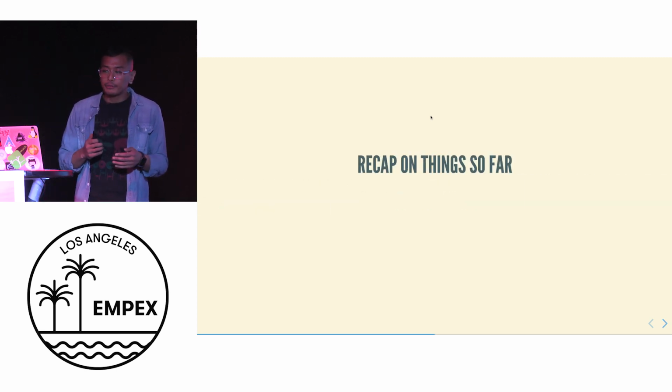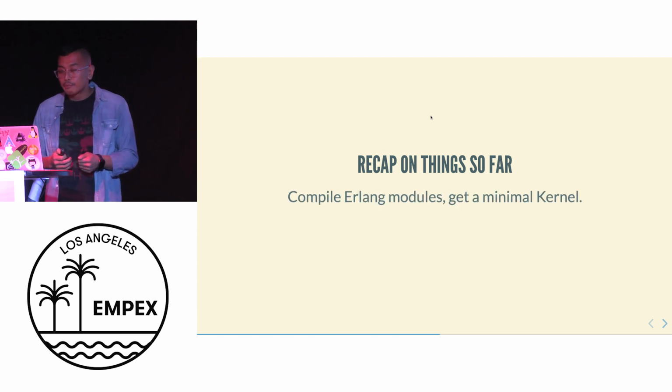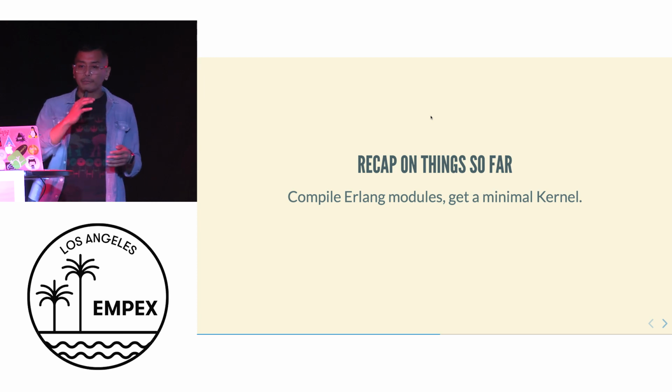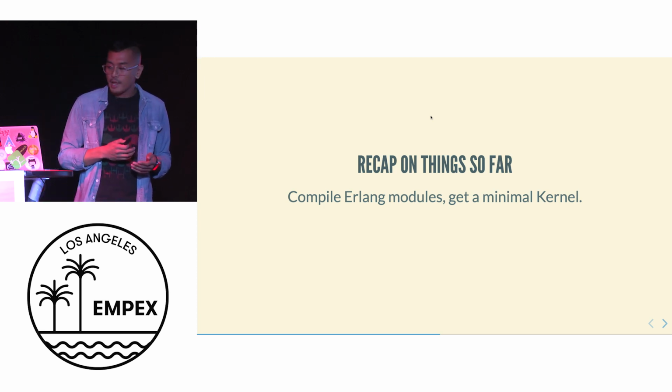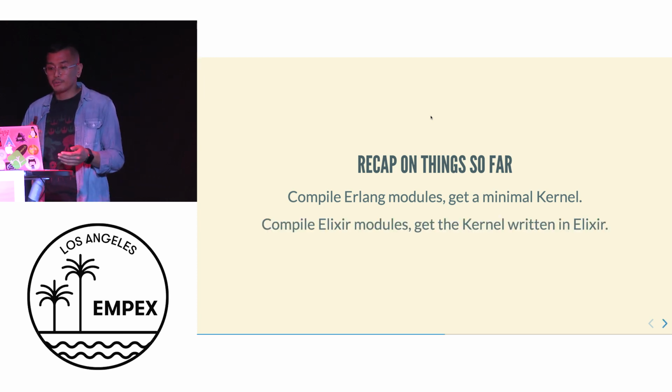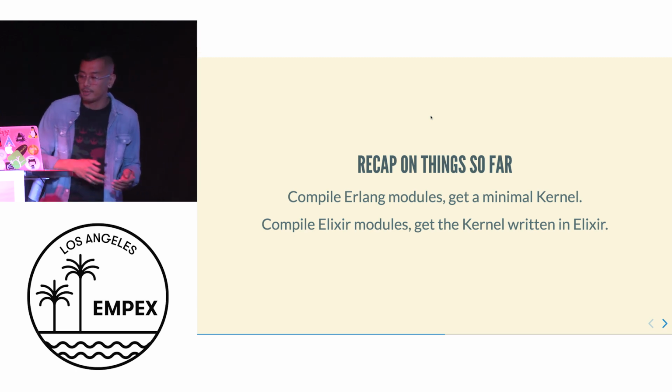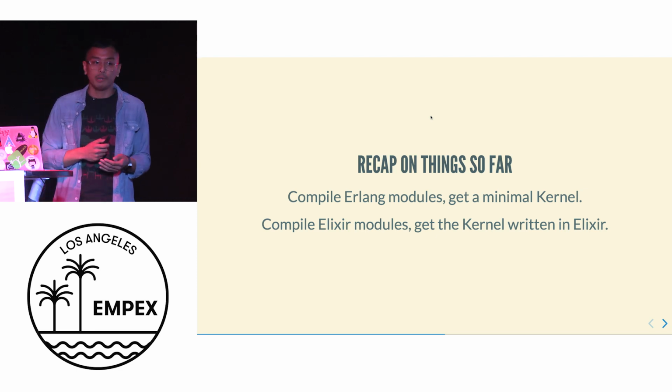So, a recap on things so far. We're compiling Erlang code. We're going to get a minimalist version of kernel up and running. And then we are going to compile our Elixir code to get what's actually going to be the end-up kernel that you're going to see in what we have in Elixir.